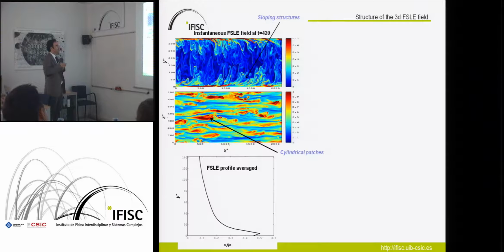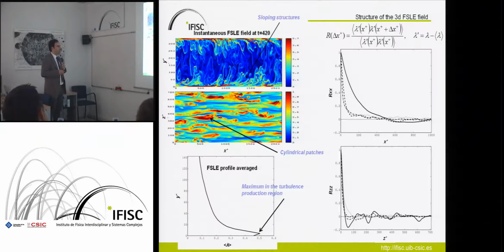When we do an average of the FSLE along this direction, and here I show only half the channel, we can see that it obtains a maximum in this region, close to the wall. And this region is known in the literature as the region where the turbulence production is maximum. To further explore the characteristics, we have computed autocorrelations of the finite size exponent field, mainly in the longitudinal direction and also in the cross channel direction.